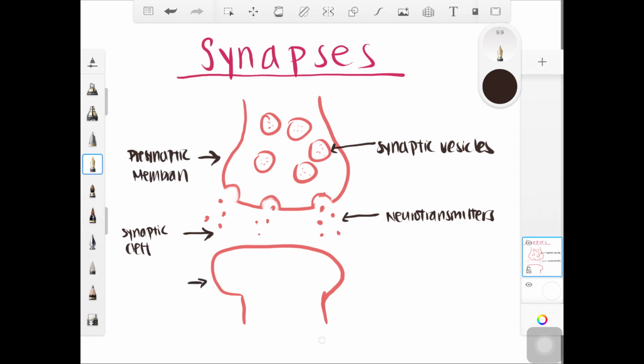Neurotransmitters are released into the synaptic cleft in response to electrical activity. The postsynaptic membrane is on the dendrite, or cell body, of the postsynaptic neuron. It contains receptors, which are specialized proteins that the neurotransmitter binds to.